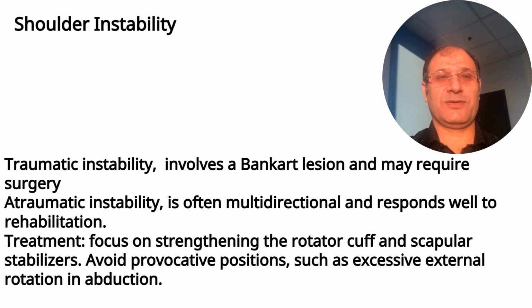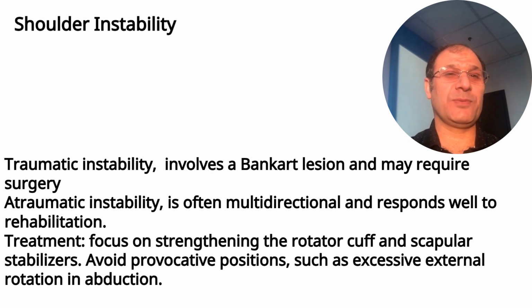Shoulder instability can result from static or dynamic factors. Dynamic factors are primarily caused by rotator cuff weakness. Static factors include damage to the anterior capsule, glenohumeral ligament, and glenoid labrum. Shoulder instability can be traumatic or atraumatic. Traumatic instability is unilateral, unidirectional instability and often involves a Bankart lesion and may require surgery. A Bankart lesion is an injury of the labrum and associated glenohumeral capsule.